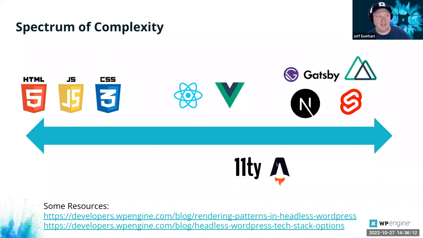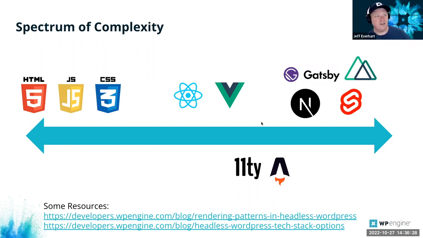Then I put Eleventy and things like Astro one step to the left of that, just because they're really focused on websites and static site generation. And so their scope of what they're trying to do and support is way more limited than something like Next. So I always like to think about this.